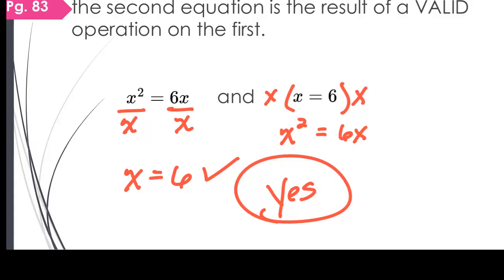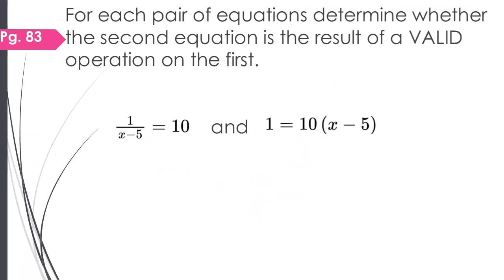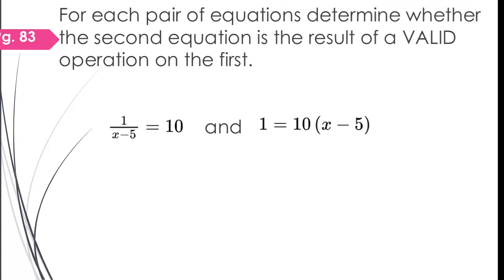Okay? And the last one on this page, we have 1 divided by x minus 5 equals 10, and 1 equals 10 times quantity x minus 5. Imani, head up please. Thank you. What, if anything, can I do to get from the first equation to the second?